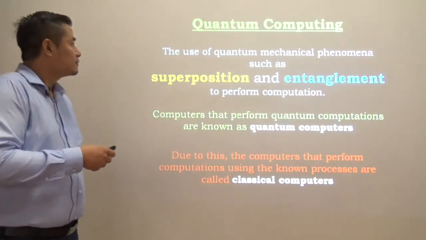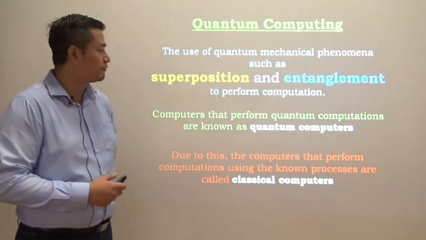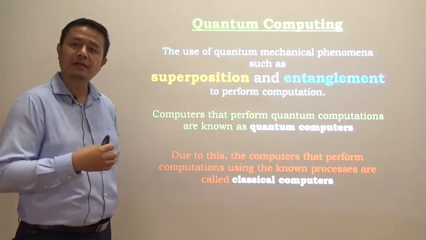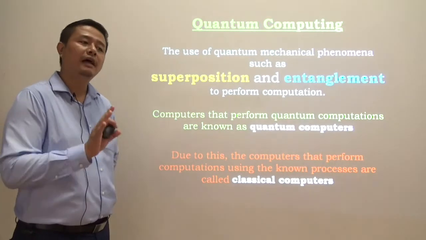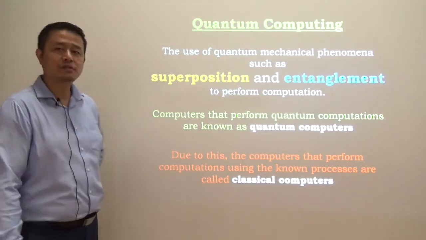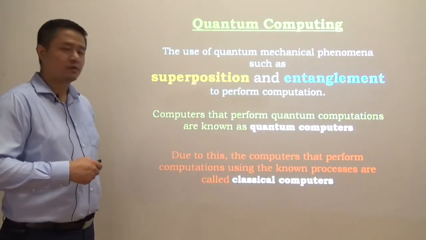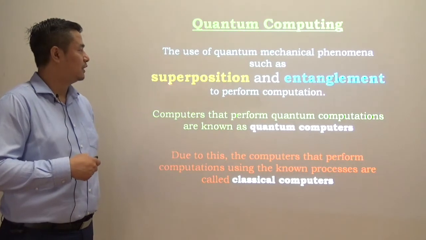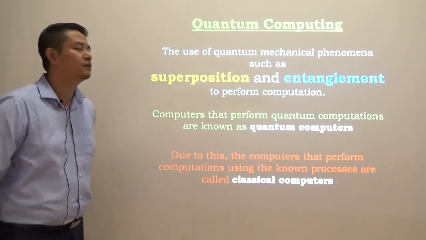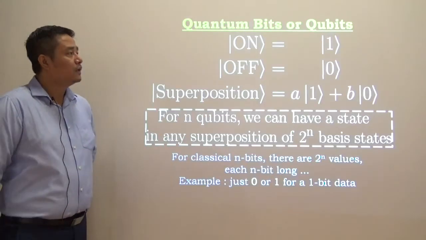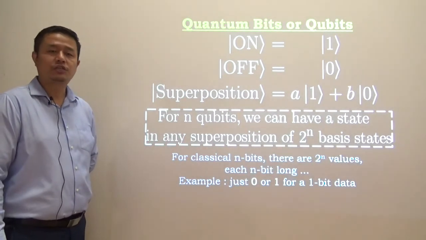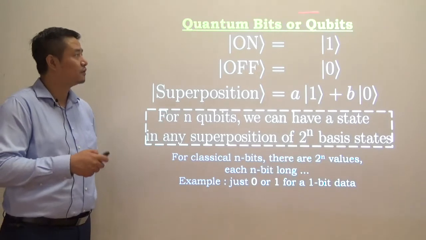So the computers that perform computation using the principles of quantum mechanics are called quantum computers, and those computations are called quantum computation. The most important phenomena are superposition and entanglement and many more. So now in quantum computing we have quantum bits, or qubits.